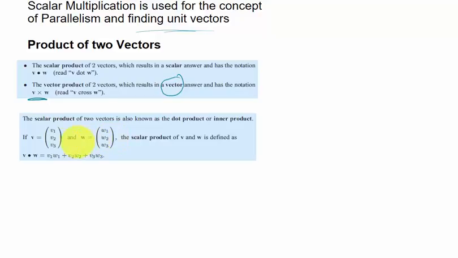So to find a scalar product using the dot product of v and w, this is the formula. You take the x component of the first vector, you multiply it by the x component of the second vector. Then you add it to the y component times the y component. You add it to the z component times the z component. So you would end up with just one scalar answer.